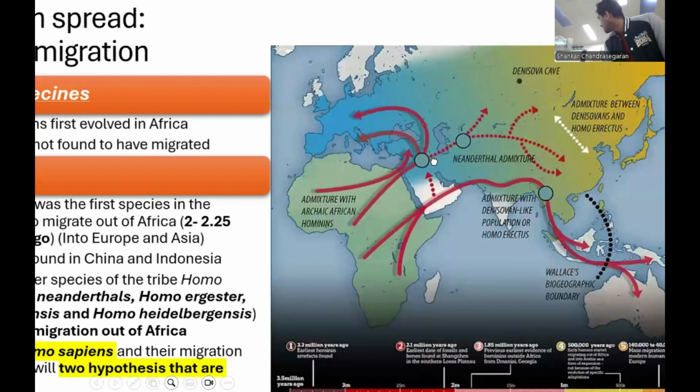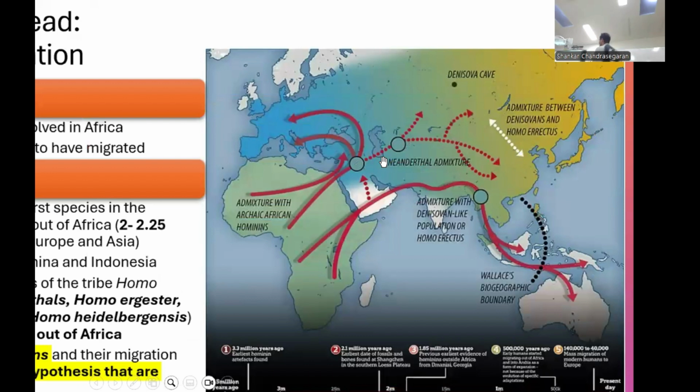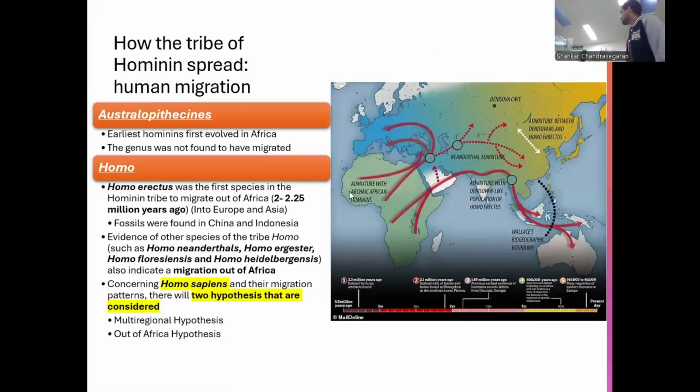So if you see these migratory patterns, you can see that they moved around a lot. They migrated into Europe, they migrated into Asia, and they eventually even went down to the Australian continent as well. So that is generally showing the migratory patterns of the genus Homo. And when we're talking about the genus Homo, that also includes Homo sapiens.